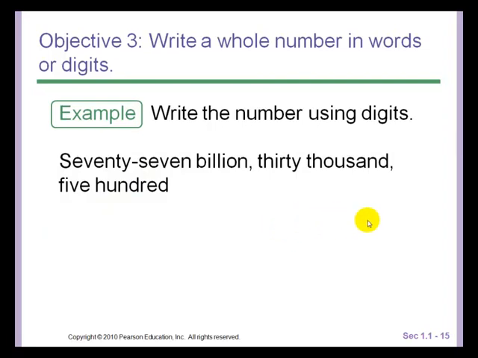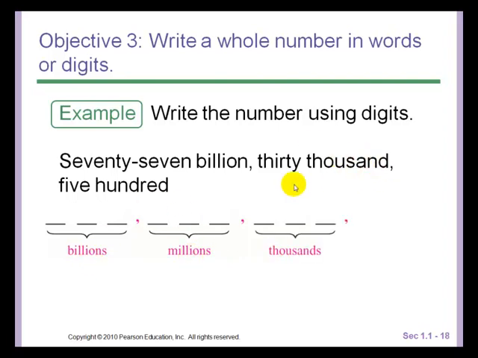Now we're going to go the other direction. We're going to write the number using digits. So it's 77,030,500. So we know we have billions because the largest group will be the first one mentioned, so billions. And notice I have the comma after the billions group. Technically, they don't mention a millions group, but we're going to have it there for placeholders because, again, this is a place value system. So after billions comes millions, even if it's not mentioned in the number. Then we'll have the thousands group, and then lastly the ones group.